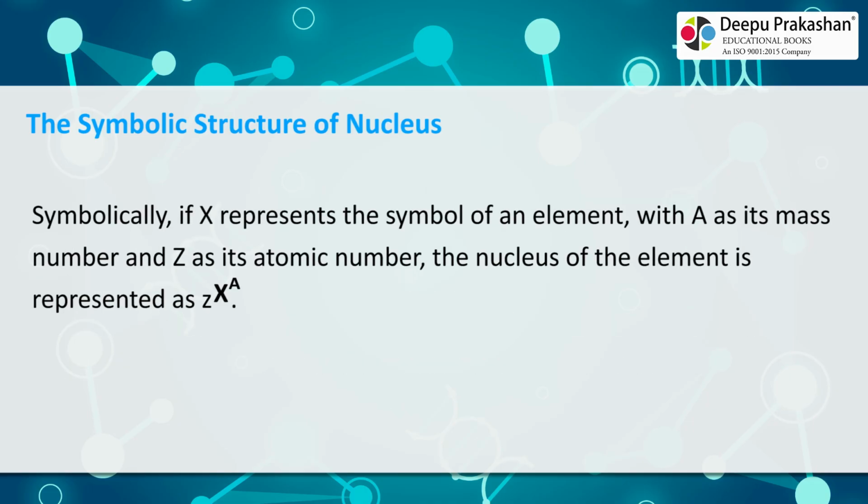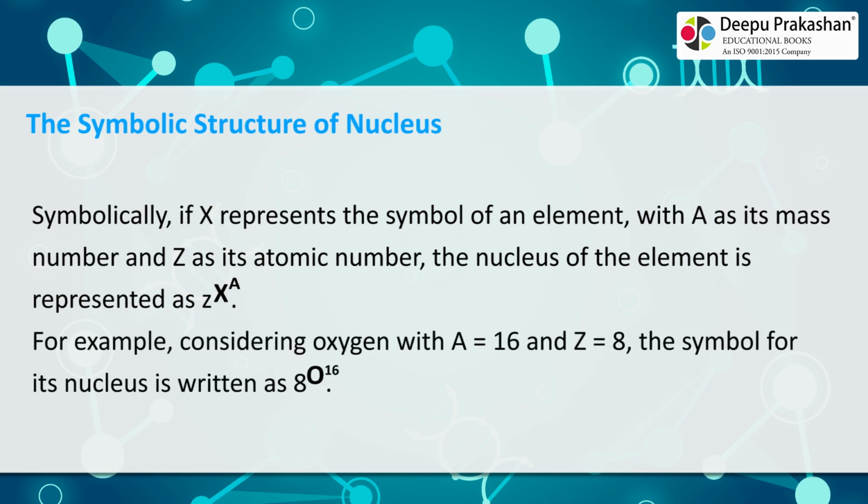Symbolically, if X represents the symbol of an element, with A as its mass number and Z as its atomic number, the nucleus of the element is represented as Z^A X. For example, considering oxygen with A equal to 16 and Z equal to 8, the symbol for its nucleus is written as 8^16 O.